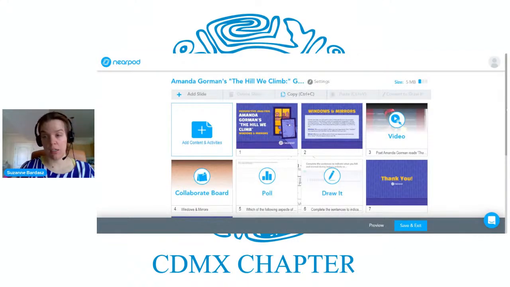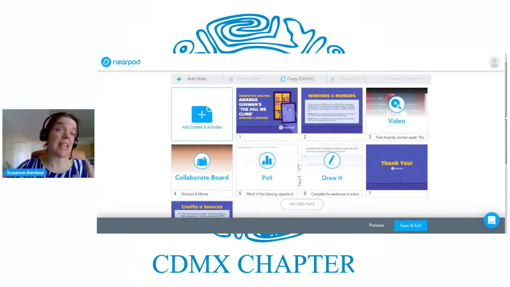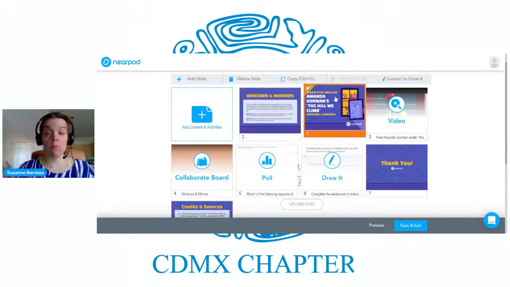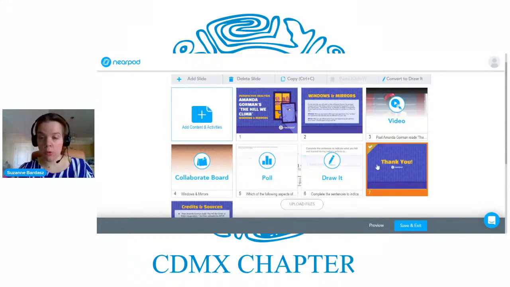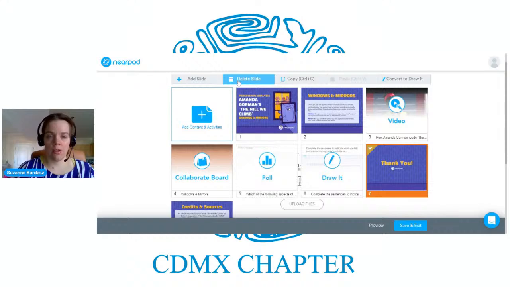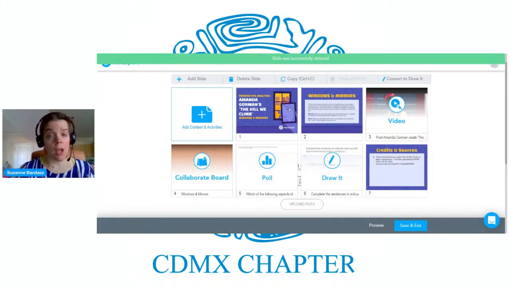So here is that lesson that we looked at, and we're thinking to ourselves, okay, there are some things I like about this lesson, but there are some things that I want to add for my students. So I can do several things with different slides. I can move the slides around. Maybe I want to move things into a different order. I can also delete certain slides. So maybe I don't need a thank you slide. I can just click and delete it. Okay, so this seems to look a little bit better.